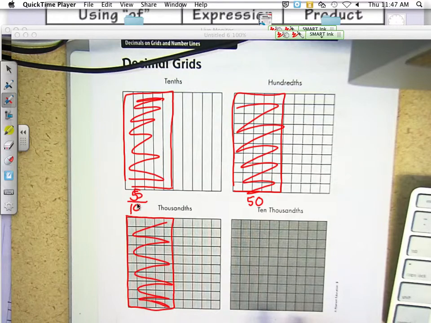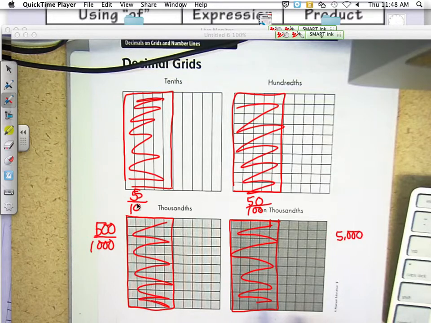Jillian? 500 out of 1,000. And just for giggles, if I did it on the 10,000s chart, it'd be 5,000 out of 10,000. Exactly, Roman, 5,000 out of 10,000. Okay?